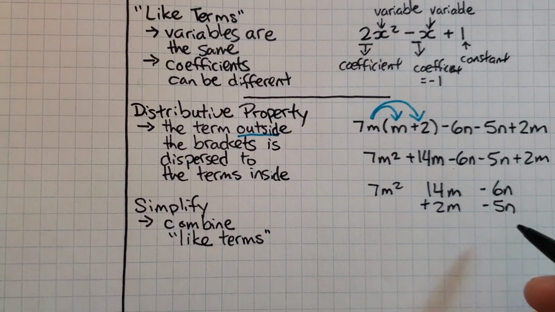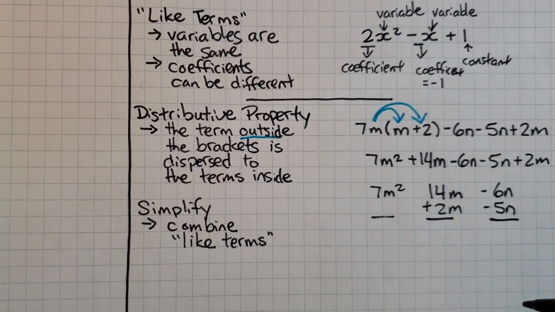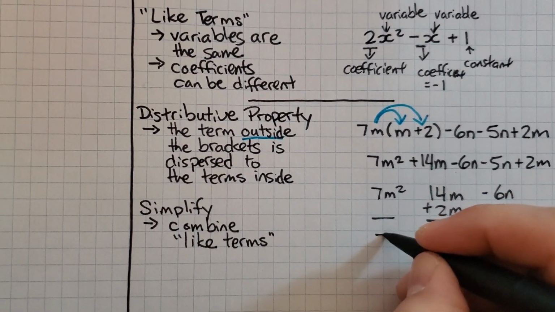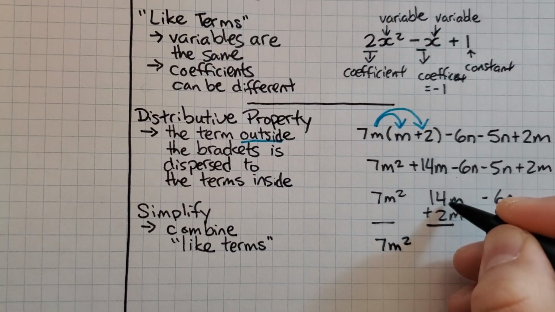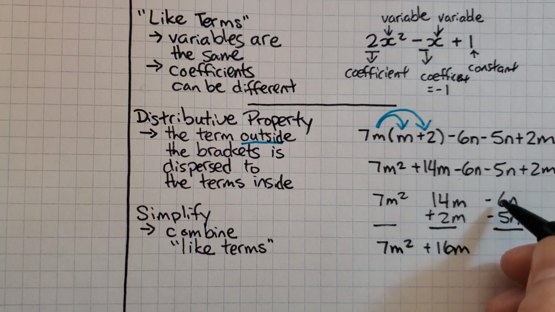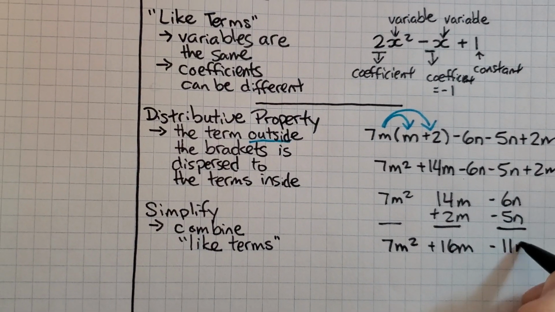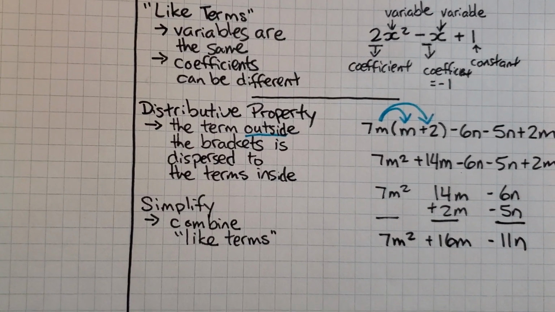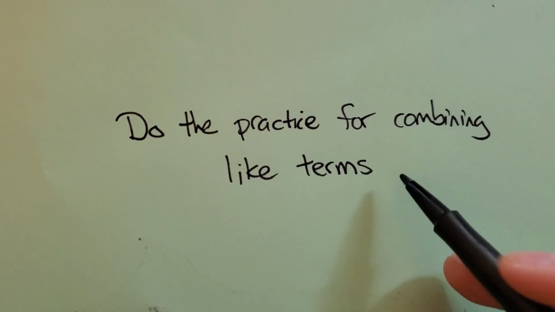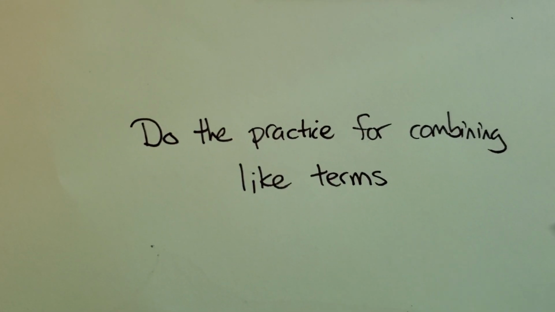After you've combined them like that, you just solve for them or simplify for them. Nothing here. So this is 7m squared. This one, 14 plus 2, 16m. Negative and a negative, -11n. And that's it. So do the practice for that day where you're combining like terms.